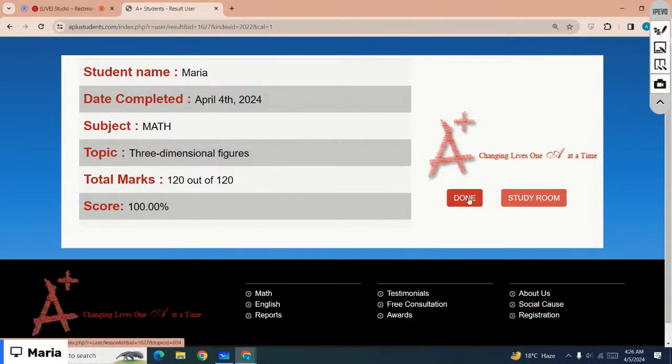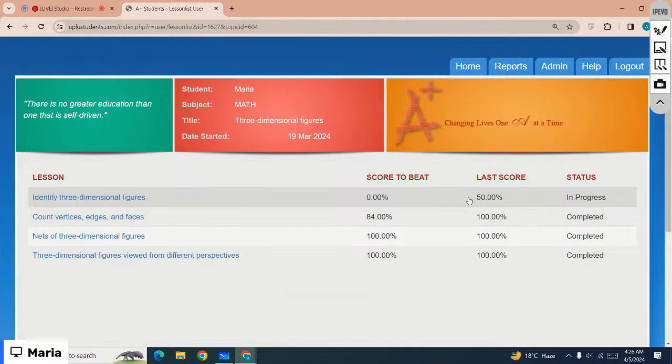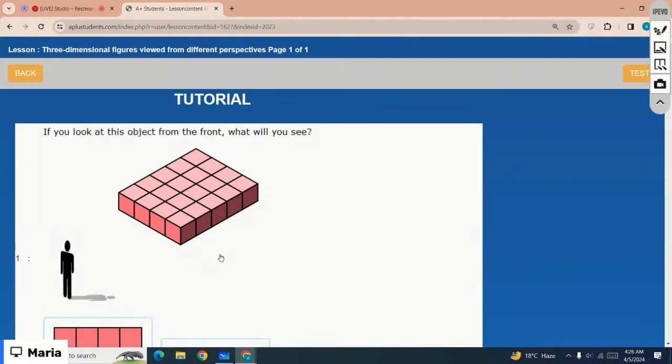Okay, we are done with the lesson. Okay, let's just start with the next lesson, that is three-dimensional figures viewed from different perspectives. Let's just start with the lesson.